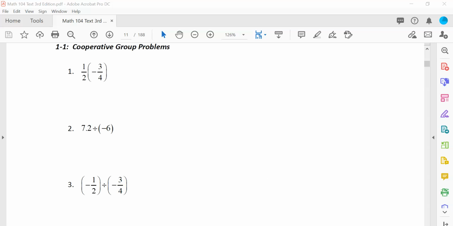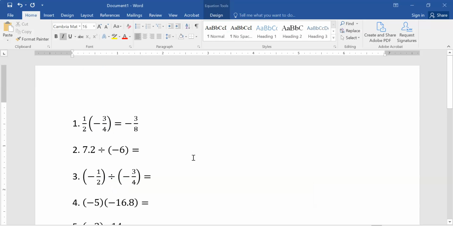Go through these, and I'll do these fairly quickly, but I will highlight some of the features of the calculator. So we already saw that if we take 1/2 times -3/4, we get -3/8. By the way, when you do this fraction to decimal conversion on your calculator, it is going to automatically reduce to the lowest form of the fraction. So 3/8 is already reduced to the lowest form.